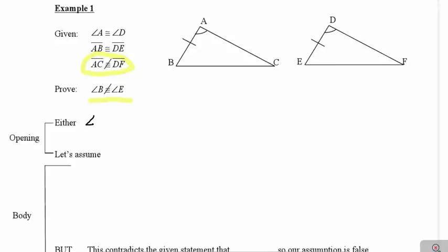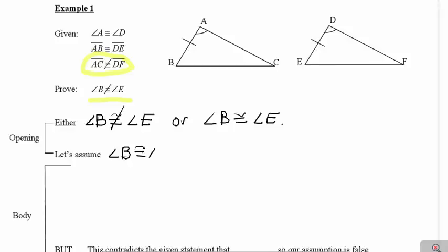So here's our opening. Either angle B is not congruent to angle E, because that's what we're trying to prove, or angle B is congruent to angle E. Those are the only two possibilities for our conclusion. Either the angles are congruent or they're not congruent. So then let's assume the opposite of what we're trying to prove. So let's assume that angle B is congruent to angle E. And once you assume that, that's a part of your proof. So you can go ahead and then put tick marks on your diagram there. Angle B and angle E are congruent.